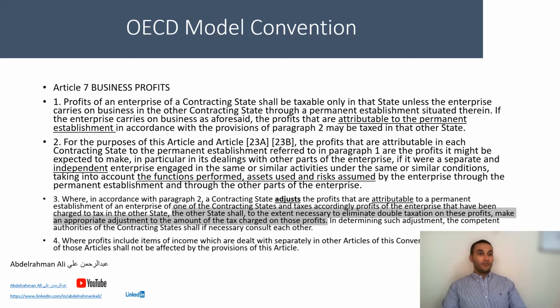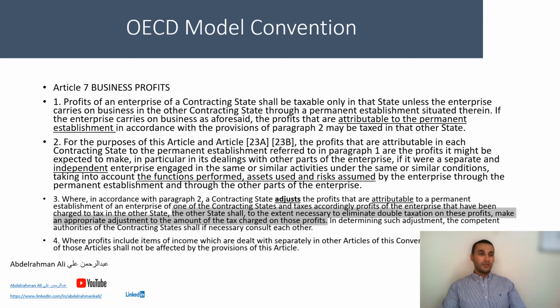In the third paragraph, they are reflecting how an adjustment could happen, where in accordance with paragraph 2, a contracting state adjusts the profits that are attributable to a PE of an enterprise of one of the contracting states and taxes it accordingly. Right, it would be subject to tax in the other state. The other state shall, to the extent necessary to eliminate double taxation on these profits, make an appropriate adjustment to the amount of tax charged on those profits. This is the rule that there should be no double taxation on such profits if some adjustments happen to the PE contracting state.